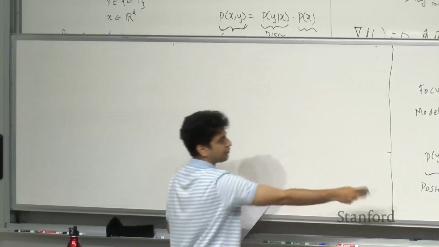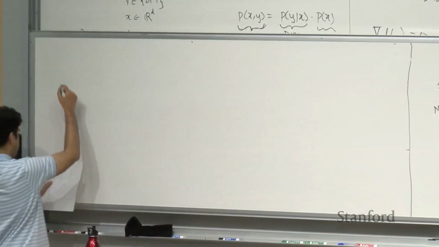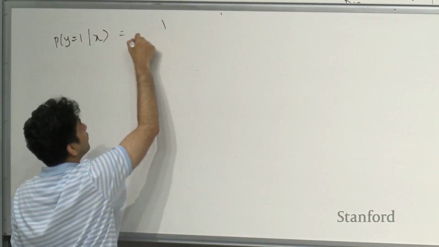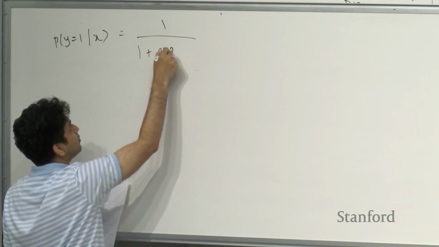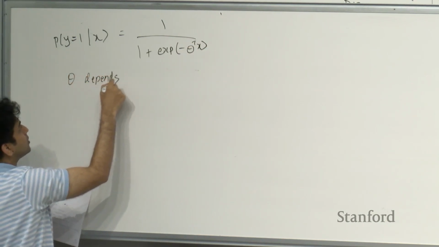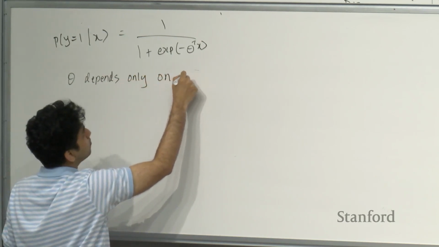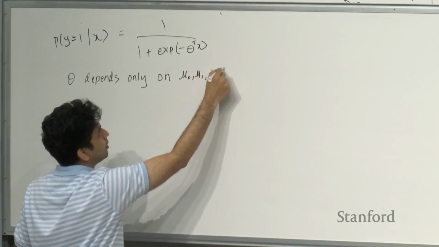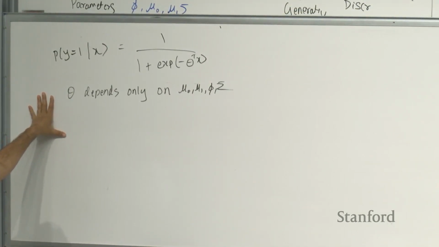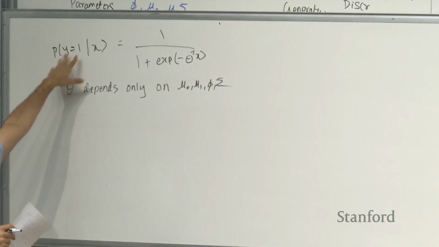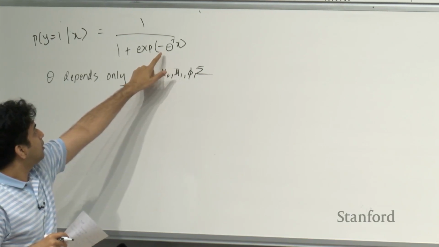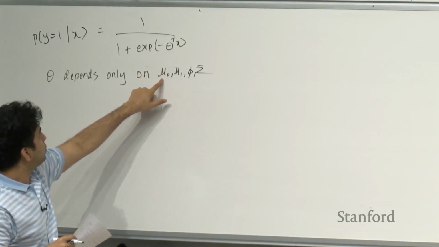If you go through this exercise of calculating the posterior distribution for Gaussian discriminant analysis, we get p of y equals 1 given x can be written in the form 1 over 1 plus exp of minus theta transpose x, where theta depends only on mu 0, mu 1, phi and sigma. This is also on your homework, where you show that given a Gaussian discriminant analysis model, the posterior distribution of y given x can be represented in this form, where theta can be represented only with mu 0, mu 1, sigma and phi.